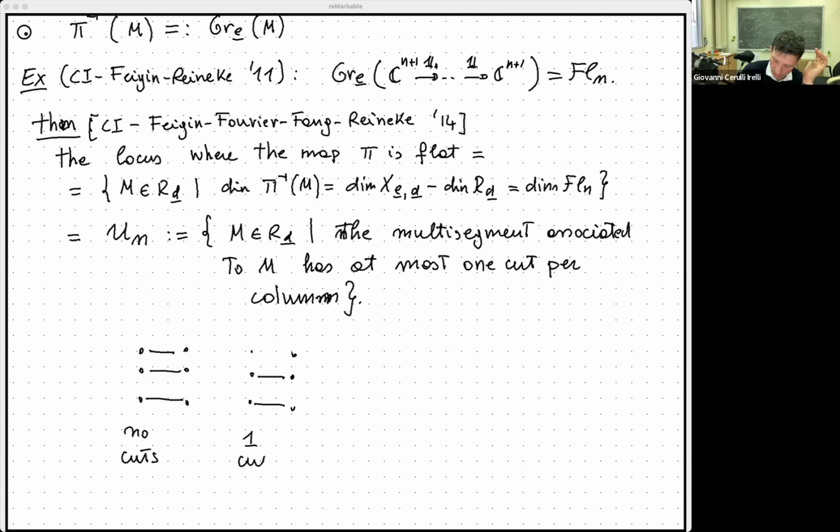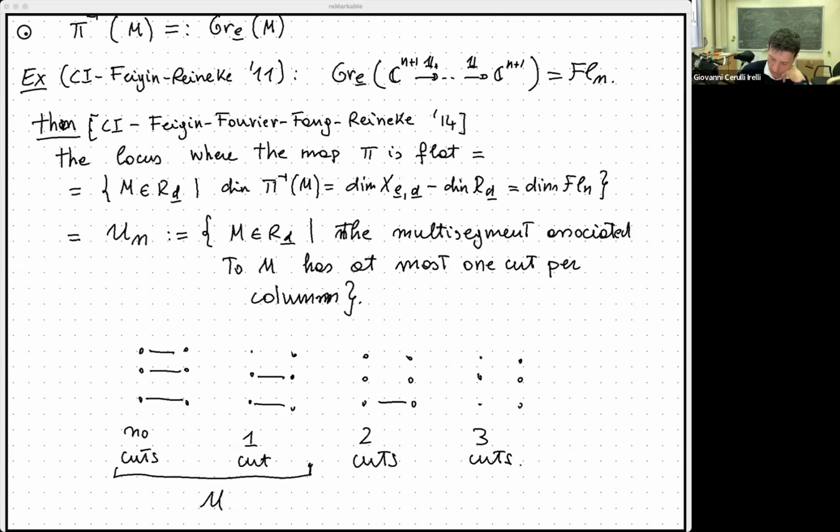One cut, 2 cuts, 3 cuts. Okay. So in this case, UN consists of these 2 orbits. Very well. Now time is almost up.